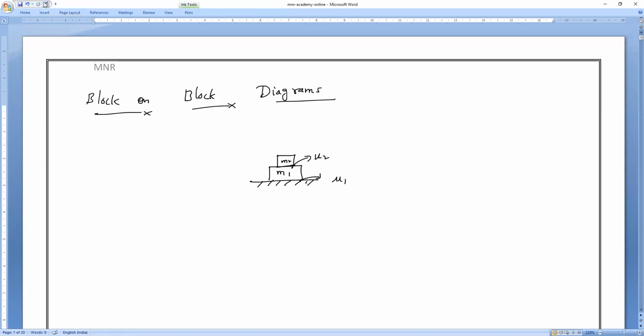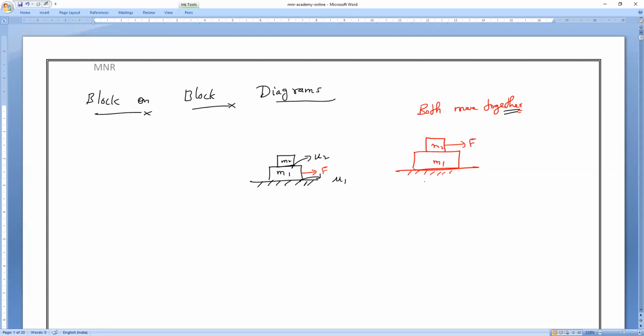Now, what is the main target of this entire concept? We can apply the force either on the first body, or on the second body. Do you understand, everybody? But what is our target? Both must move together. So what is the maximum required force to make both blocks move together? That is our ultimate target.